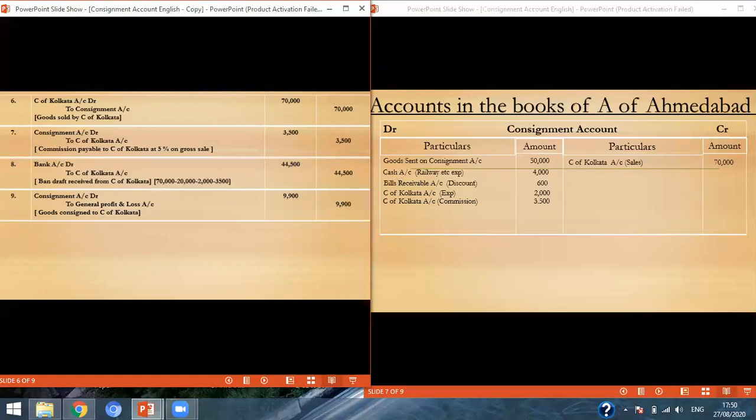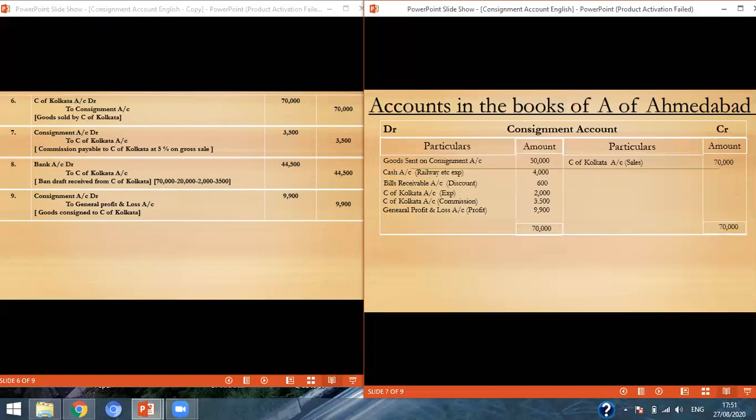How will the difference come? When the total of both sides will be 70,000, we will subtract from 70,000 the 50,000, 4,600, 2,000 and 3,500. Then the remaining amount will be profit and loss, that is 9,900. Okay, clear? So here the consignment account has been closed.